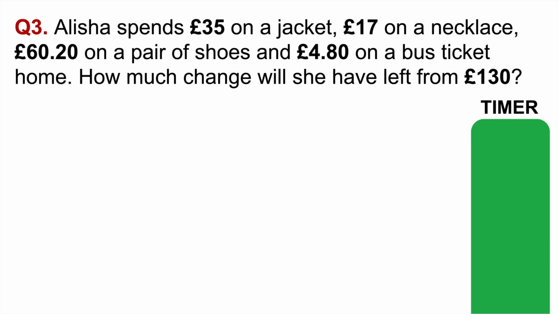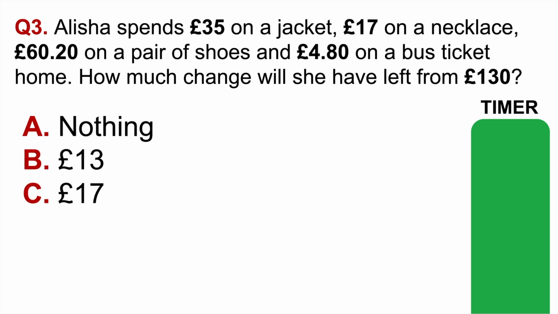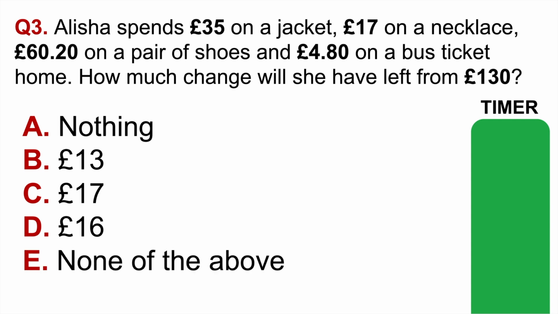Question 3. Alisha spends £35 on a jacket, £17 on a necklace, £60 and 20 pence on a pair of shoes, and £4.80 on a bus ticket home. How much change will she have left from £130? Is it A, nothing, B, £13, C, £17, D, £16, or E, none of the above?